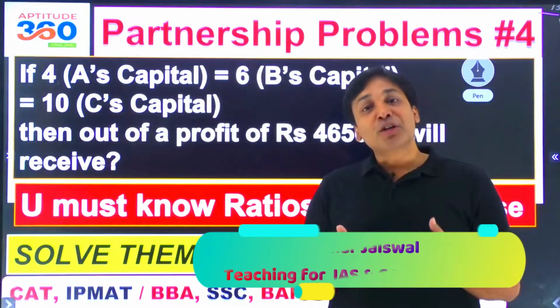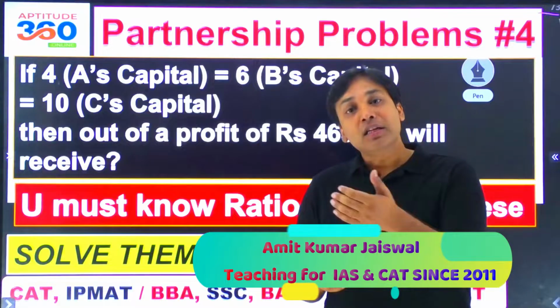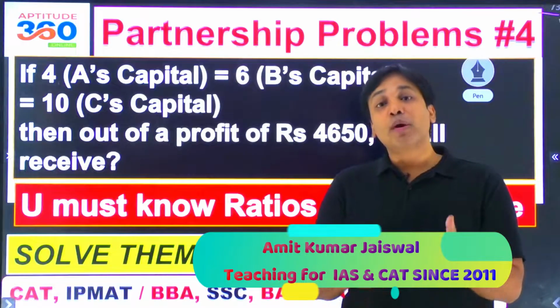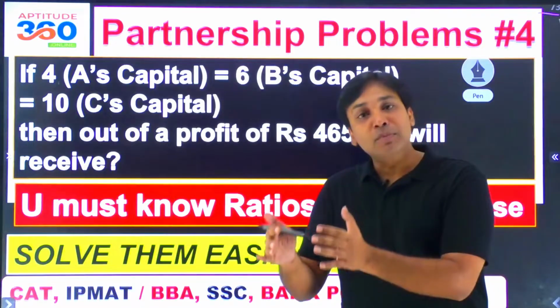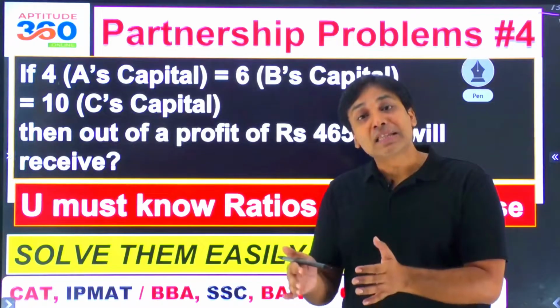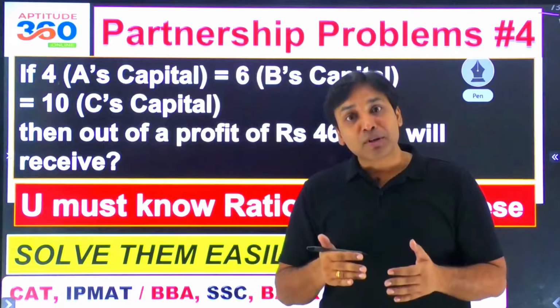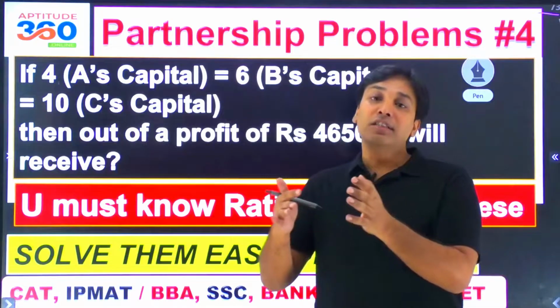Hey everyone, this is video number 4 in the series of partnership problems. In video number 1, 2 and 3, we did 3 varieties of problems. Variety number 1, when partners are there in the business for a fixed period of time. Variety number 2, when partners are there in the business for different periods of time. And variety number 3, when partners are coming in and walking out with different capitals.